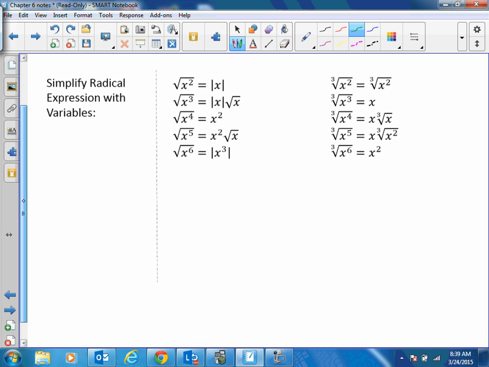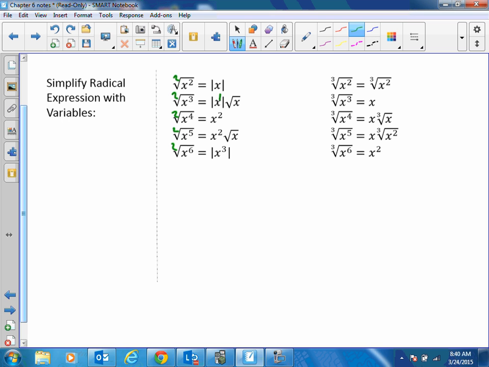Okay. Simplify radical expressions with variables. Basically on this chart, remember, there is an imaginary 2 right here. 2 divided by 2 is 1. 3 divided by 2 is 1, so you take 1 out, but whatever you have left over, the remainder, you leave underneath the radical. Think about 3 divided by 2: it is 1, but you have 1 remainder, and you leave the remainder underneath the radical.